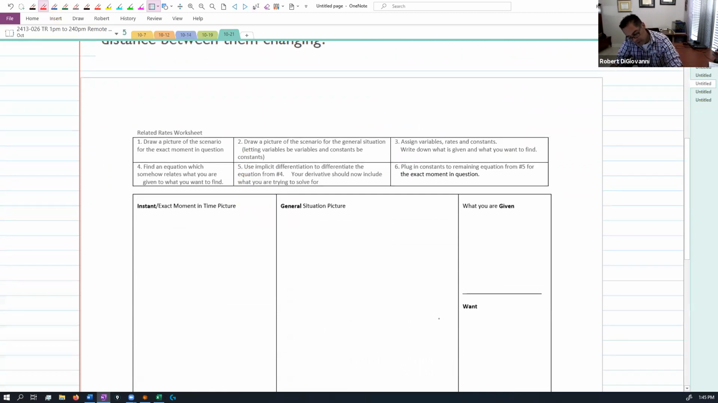So like here's the ground, right? And then this right here is the radar station on the ground. And then I have a plane that's flying through the air. So here's my plane.